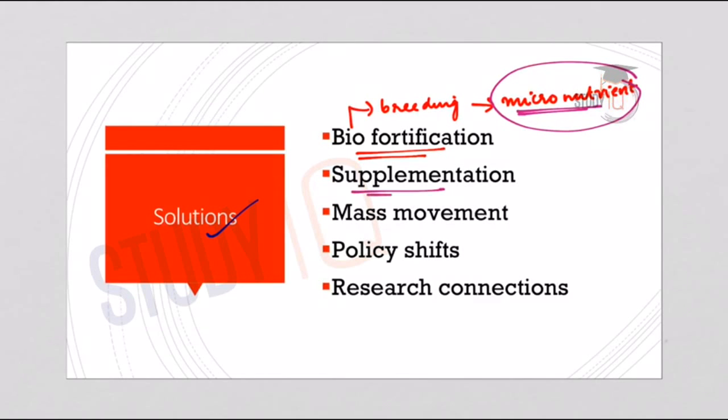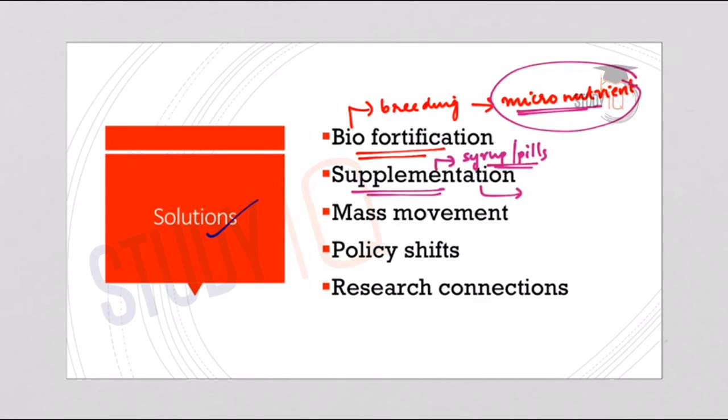Second solution is supplementation. Supplementation means providing supplements. It is a technical approach. Here, nutrients are delivered directly to the person or to the desired population by means of supplements. It can be syrup or pills. You might have seen various vitamin tablets or zinc syrup which are available in the market, in the medical shops or in the hospitals, which are used as supplements.